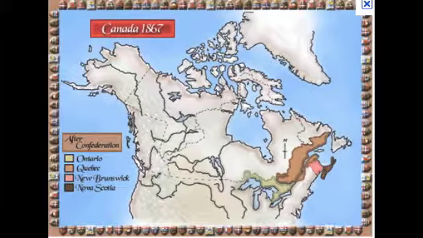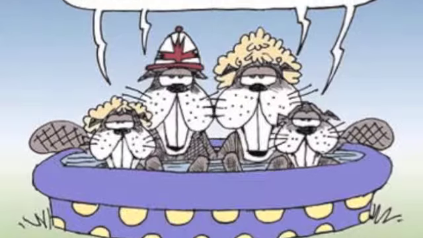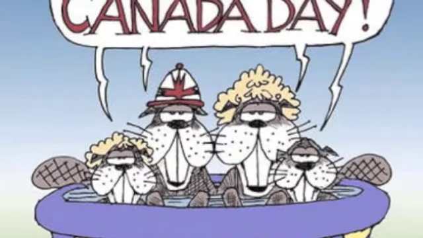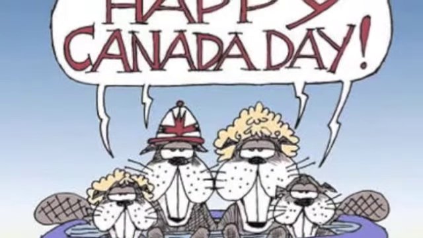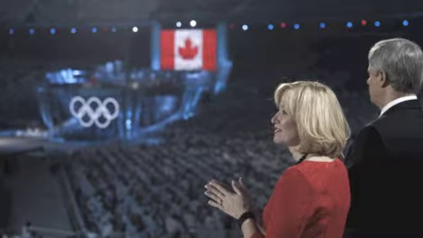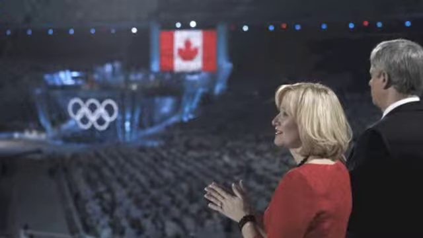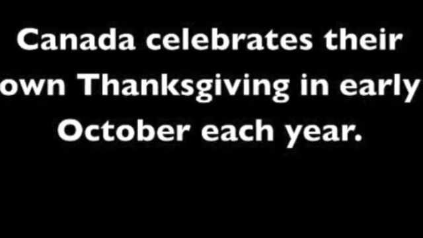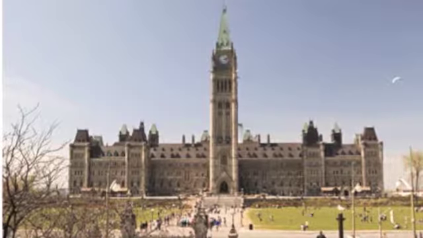It is still a part of the British Commonwealth, but it is its own sovereign, autonomous nation, meaning it can make its own decisions while still receiving British support and protection if needed. Today, Canadians celebrate July 1st as their Independence Day, known as Canada Day. In 2010, Canada hosted the Winter Olympics in the city of Vancouver. The capital of Canada is Ottawa.